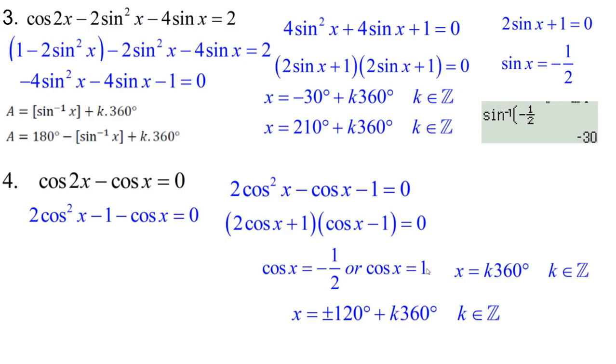I think if you go shift cosine of 1, it might tell you 0 degrees, but it's any multiple of 360, negative or positive, that'll give you the same answer. And there we go. We're all done.